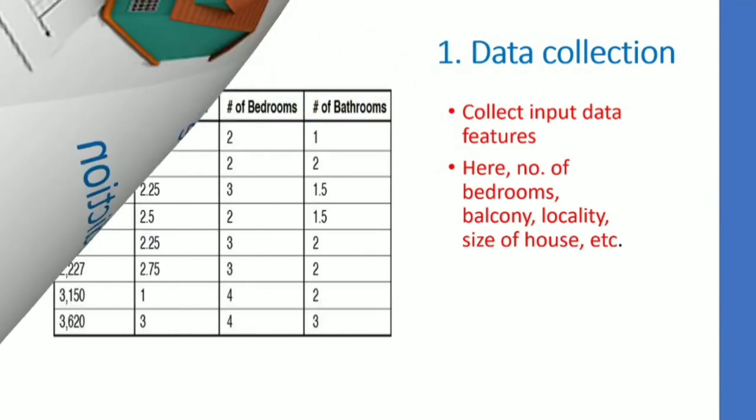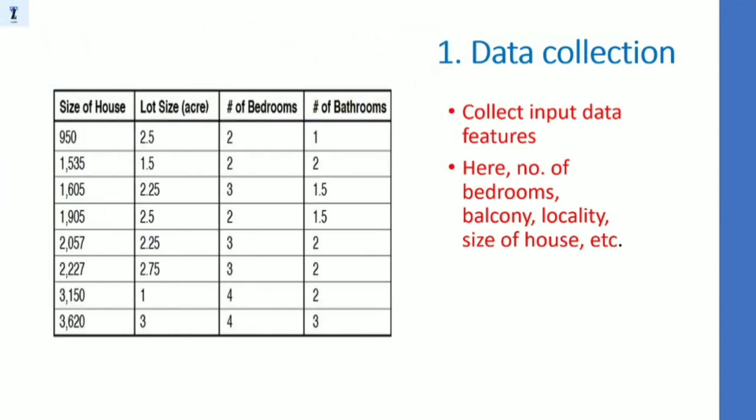Okay. So the first step is data collection. So from the name itself you can understand what it is. That is collecting the input data features which are required by our model. That is which are required to train our model. So in our example of house price prediction, what are the input features that are required to predict the price of the house? It will be the size of the house, the number of bedrooms, balcony, bathrooms, and all. So these are some of the input features that will determine the price of the house. Okay, so we will collect all that data.